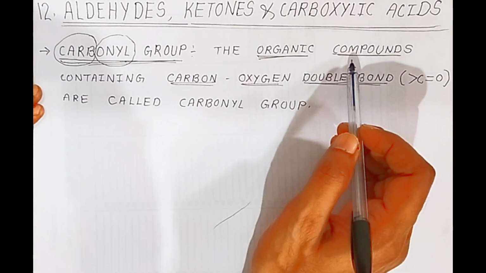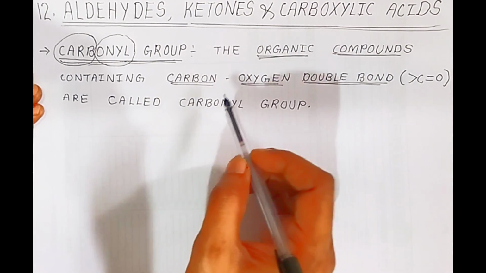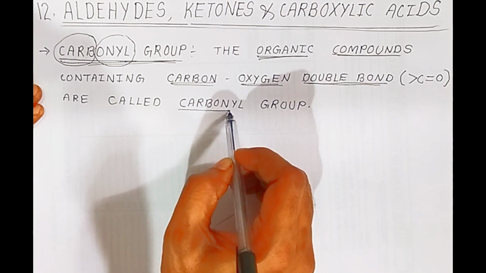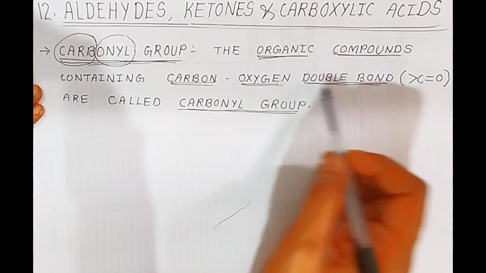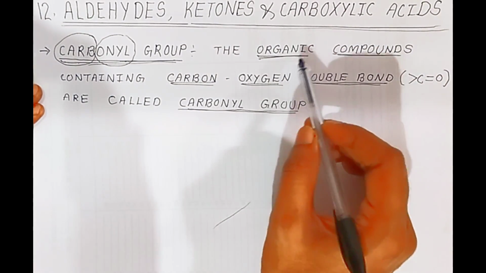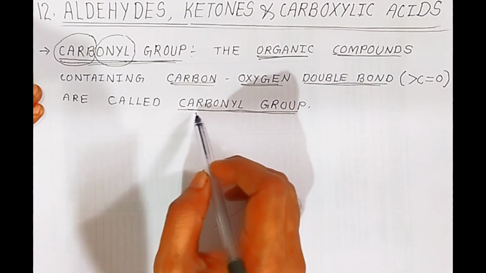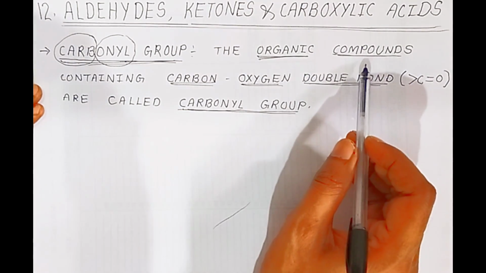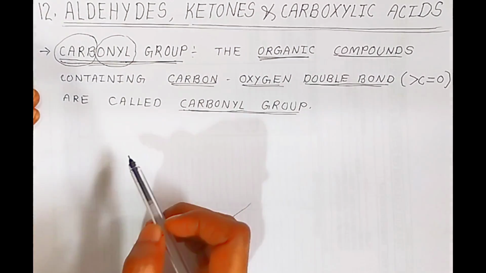If in an organic compound you have a carbon and oxygen double bond, then all these organic compounds come in the category of carbonyl group. Understanding students? So when carbon and oxygen having a double bond are present in organic compounds, that group is called the carbonyl group. If there is a carbonyl group present in the organic compound, the chemistry that we are going to study is called carbonyl chemistry.